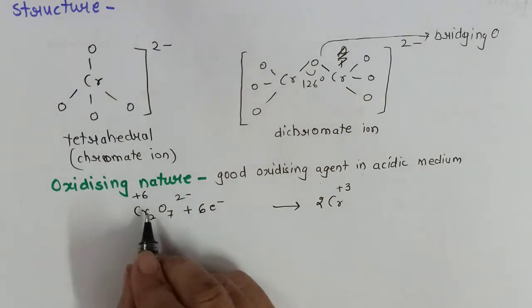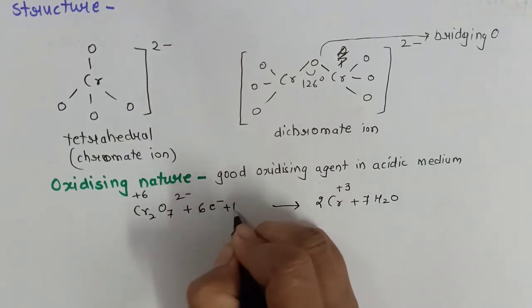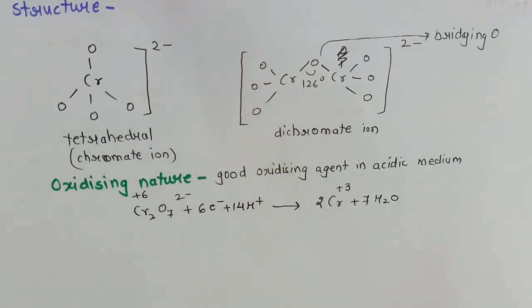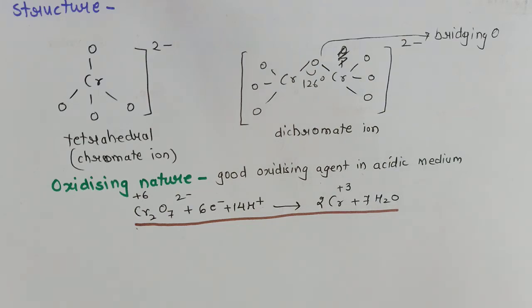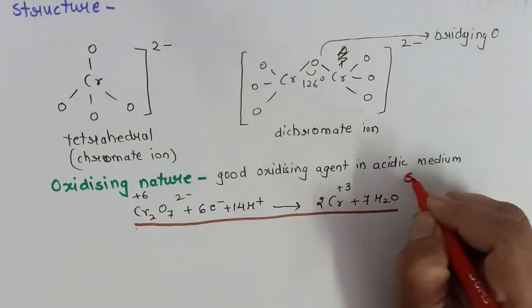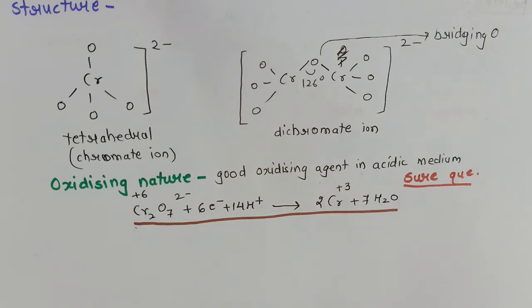Let us balance oxygen. To balance oxygen, I will add 7H2O here. To balance hydrogen, I will add 14H plus over here. So this will be your basic reaction. This reaction will be the main reaction whenever you are carrying out balancing type of reactions in your board exams. In your board exams, a balancing type of reaction is a sure question, either for 1 mark or 2 marks. They will give you a half reaction and you are supposed to complete the remaining one.